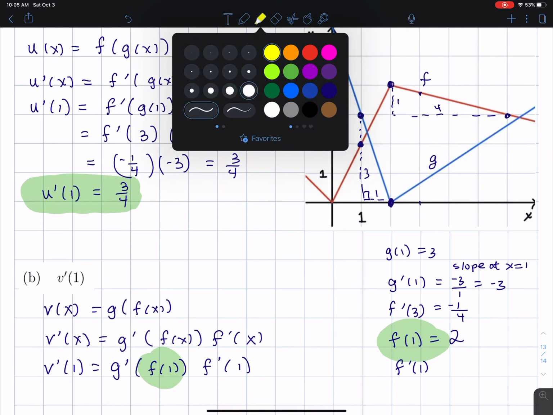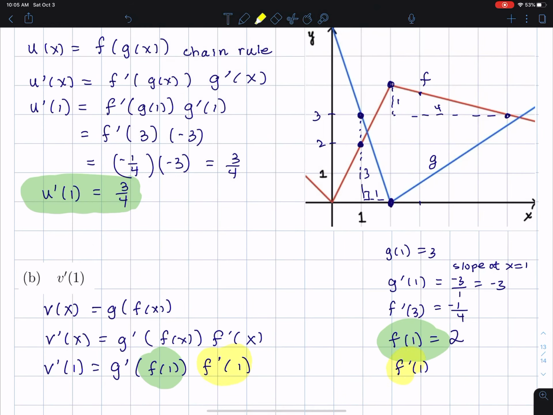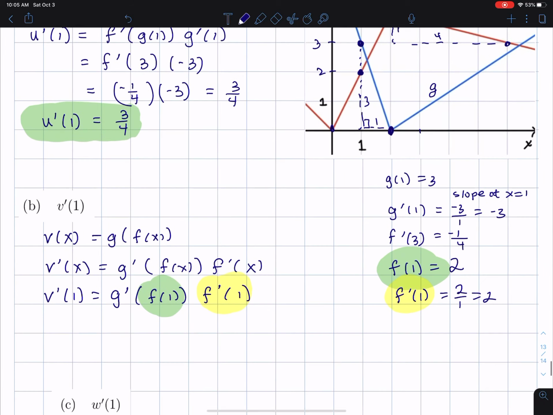that's the slope. As before, f prime of 1 is going to be the slope of the red graph. If I look at that red graph at 1, to go from one point to the other, I'm going up by 2, to the right by 1. So that's 2 over 1. So I can then fill in some of these things. So g prime of f of 1, so it's g prime of 2 times 2.